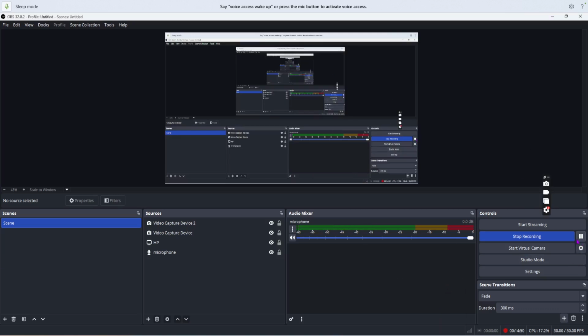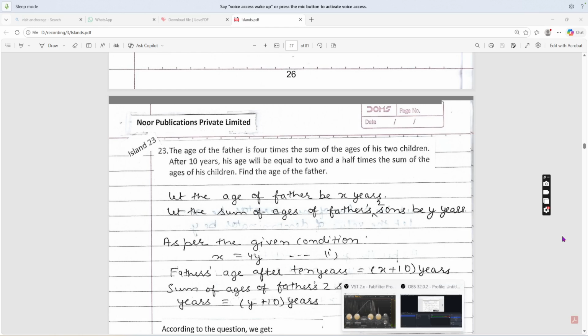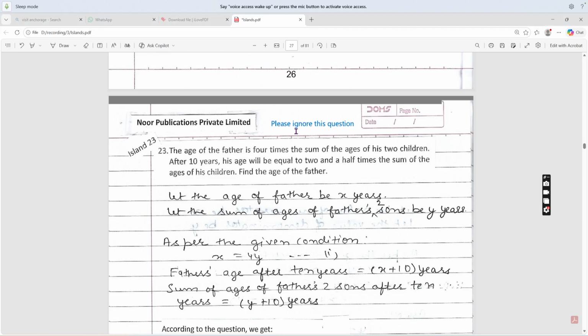Oh my god, there is one mistake here. It is clearly mentioned that his age will be equal to 2.5 times the sum of the ages of his children. So by mistake, it is presented here that it would be y plus 10. Actually, it should be y plus 20. Now, how is it y plus 20? Just see, just discard this. This question is going to be discarded. So please ignore this question.